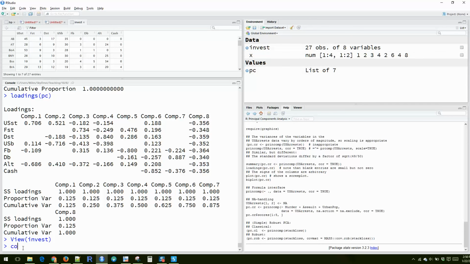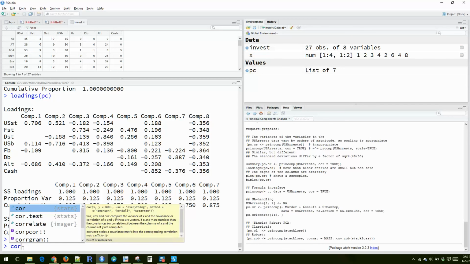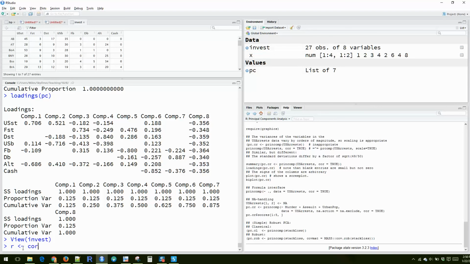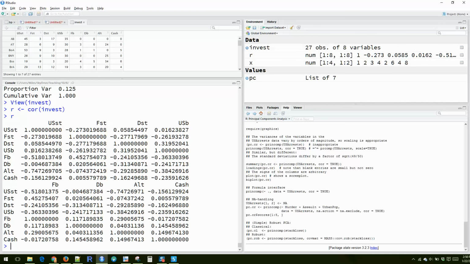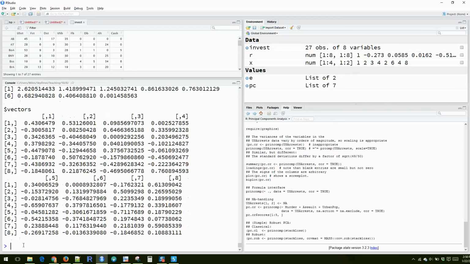I can create the correlation matrix, so I'll just call this R, the correlation matrix of our investment data. This shows how the data is correlated. And then I can ask for the eigenvalue decomposition of our correlation matrix.